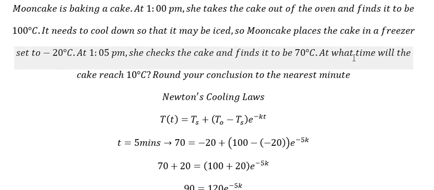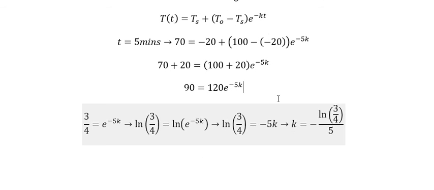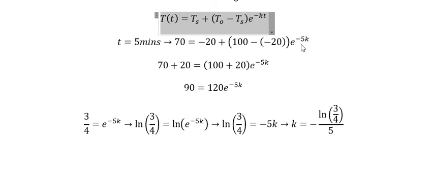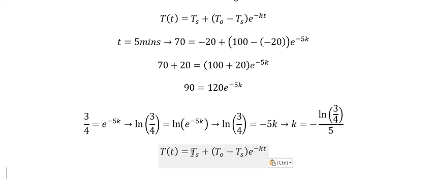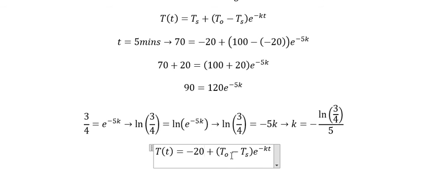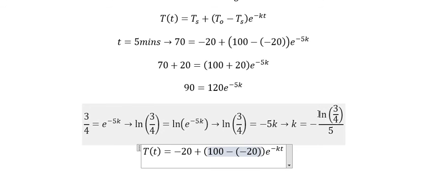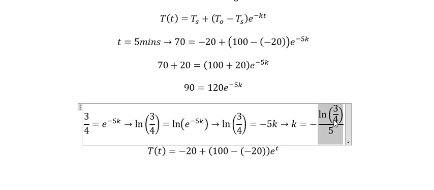Now let's go back to the question. The question asks, what time will the cake reach 10 degrees Celsius? So we have the k in here. We have this equation in here. So we put negative 20 in here. We put the value 100 in here. And we have negative negative 20. Okay, we put this number in here. So you got positive ln 3/4 over 5.